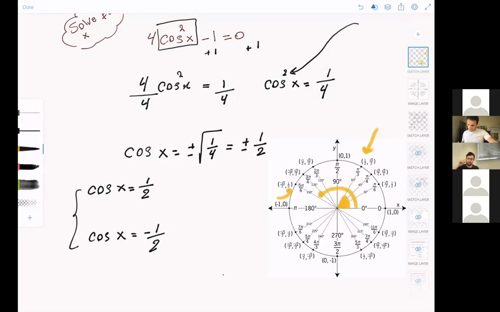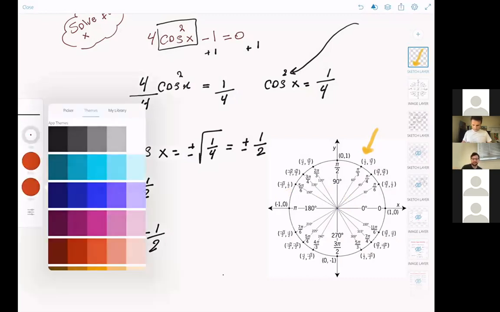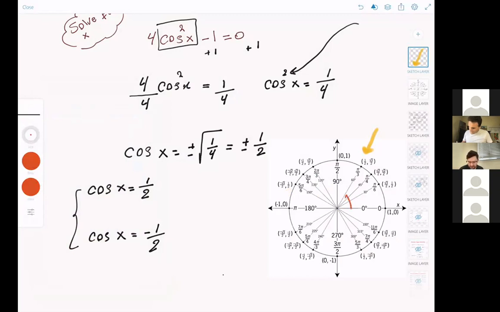Not that one. The reason is the pen is so big. So this is cosine of 60. I can say x equal to 60 degrees. Also, we have 1/2 here, which is all the way to 300. Also, x equal to 300 degrees. So we got two solutions.